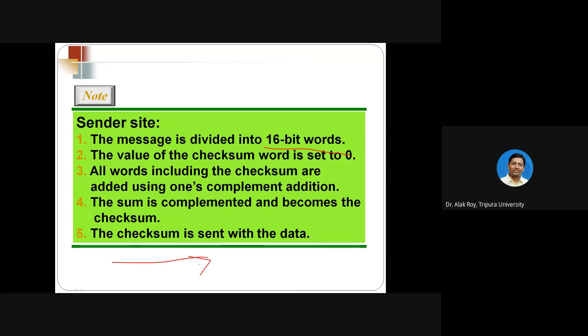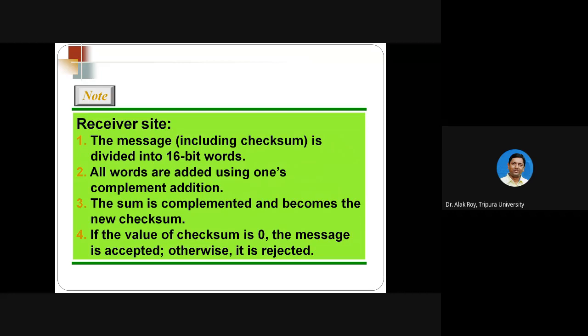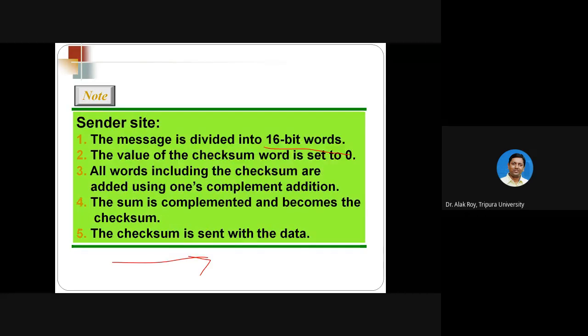At the receiver, the message is divided into 16-bit words. All words are added using one's complement addition, and the sum is complemented and becomes the new checksum. If the value of the checksum is 0, the message is accepted, otherwise it is rejected. So that is all about your checksum.